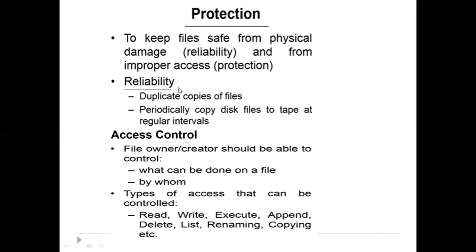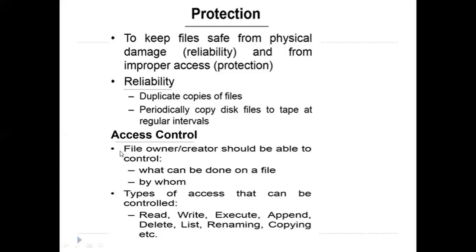Reliability is, how do I protect my data on the hard disk so that it is never lost? One way is to have a duplicate copy of files, that's nothing but taking a backup. Regularly keep a backup of all the files you have onto a tape drive. That is the way you can maintain your data reliability. Now, how do you take care of access control?